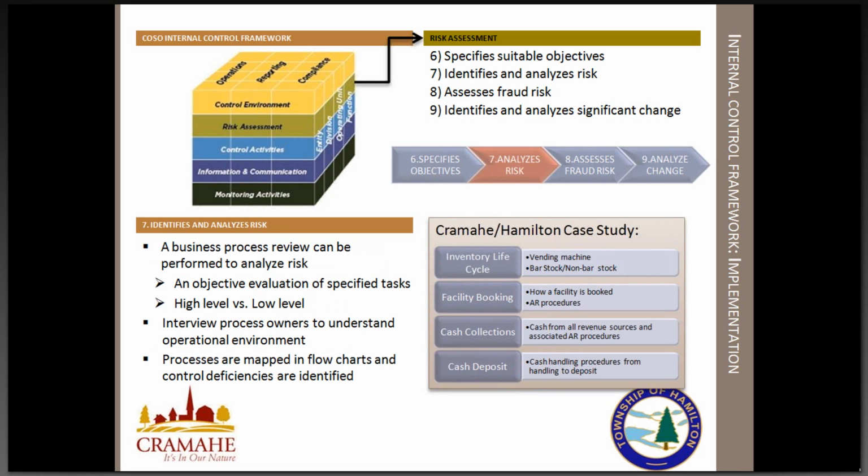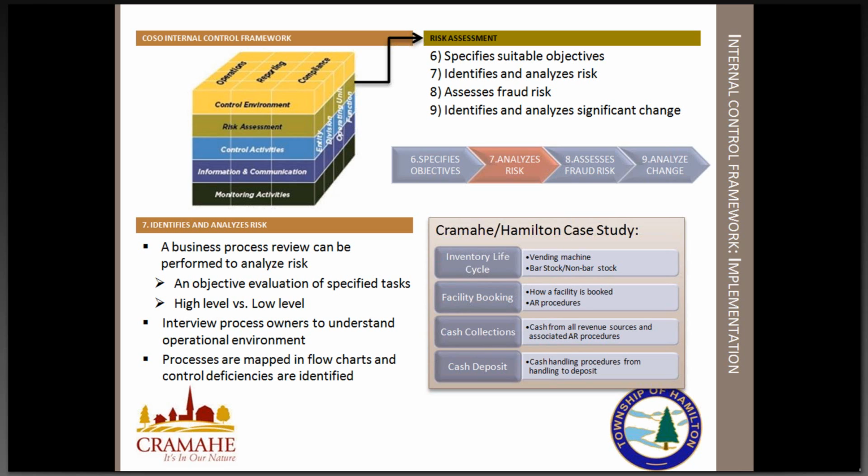Given that our objectives have been defined, we now needed to isolate the activities that exposed our objectives to risk. So in this context, a business process review, which is an objective evaluation of operational tasks, was performed to identify and analyze appropriate risk areas.